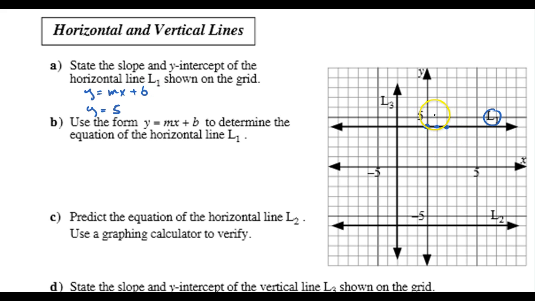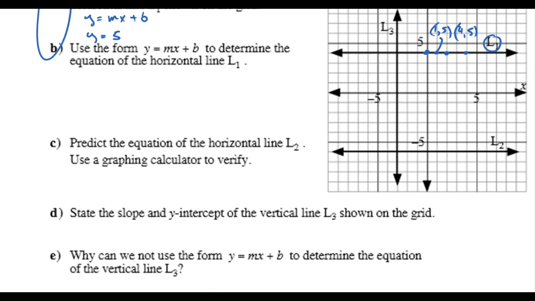This point here is going to be (1, 5). This point here is going to be (4, 5). So that kind of makes sense. y equals 5 is just a horizontal line at y equals 5. Okay. Use the form y equals... oh well, I just did that. Oops, so I did 1 and 2 together here. All right. Move on to C.